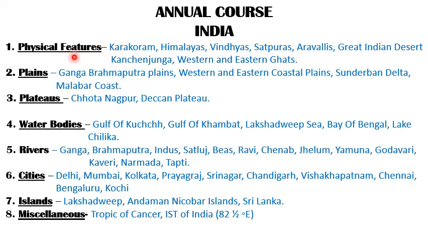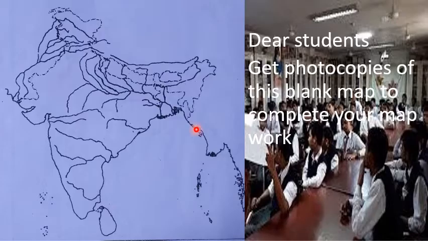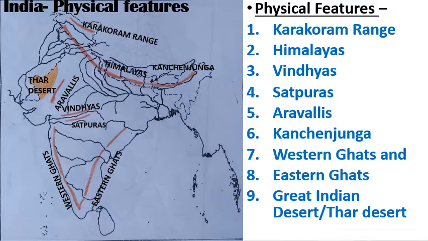This is our annual course, and here we will do map work of India. This is a blank map of India which is provided to you to get the photocopies of, to complete your map work. On this map we will mark physical features, meaning mountains and deserts. For mountains we will use brown color, and for desert we will use orange color.